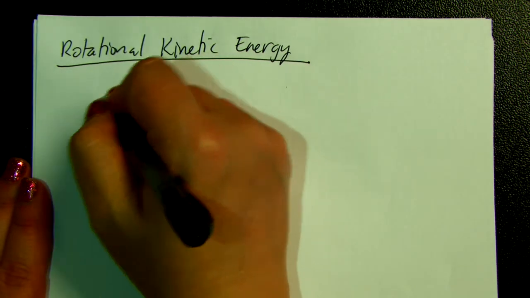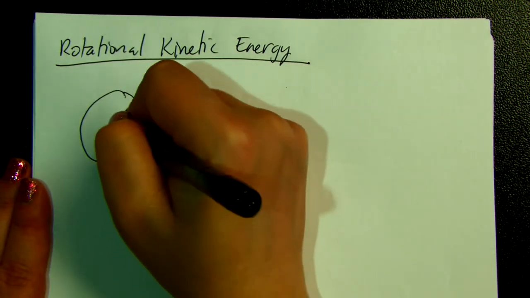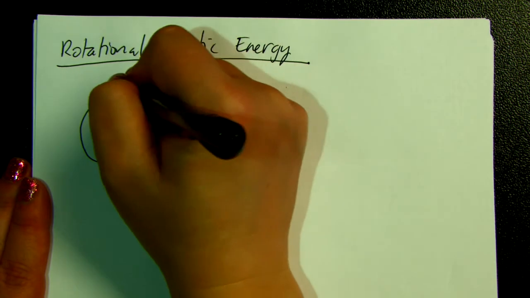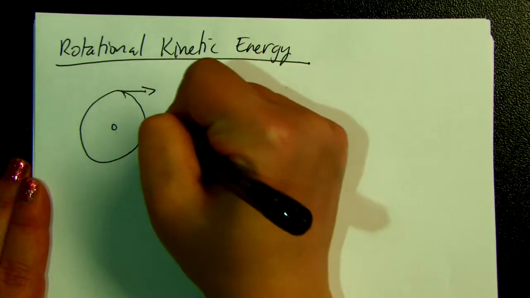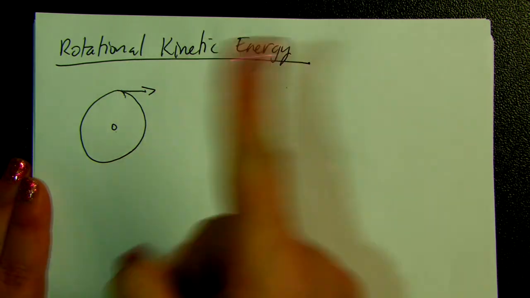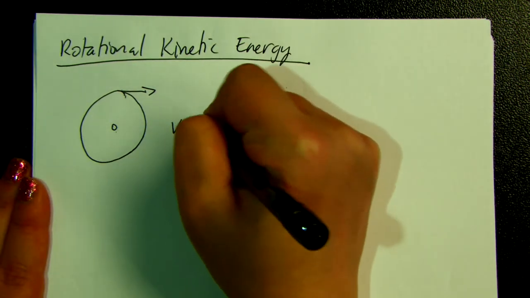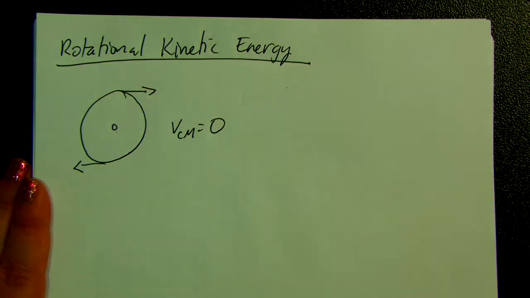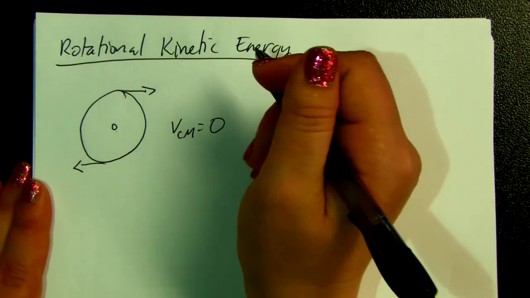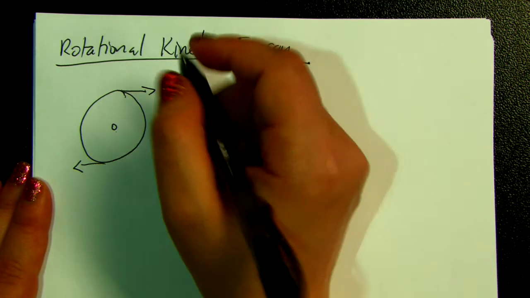So if we have a spinning disk, let's say it's just spinning around in place. So the velocity of your center of mass is 0. It's not translating. It's just sitting there, just spinning in place. So think of maybe being on a spin bike, your back wheel is spinning, but you're not going anywhere. It definitely has kinetic energy.